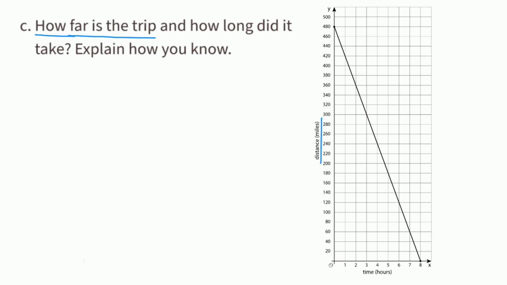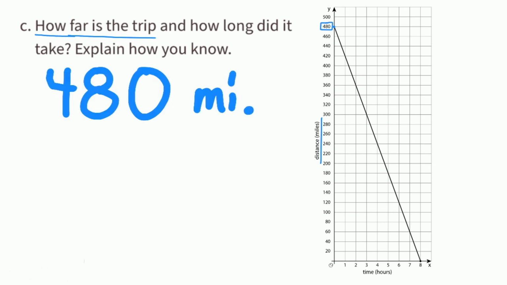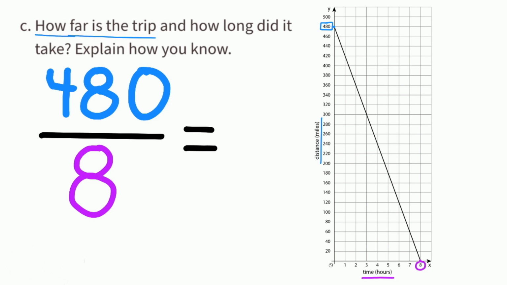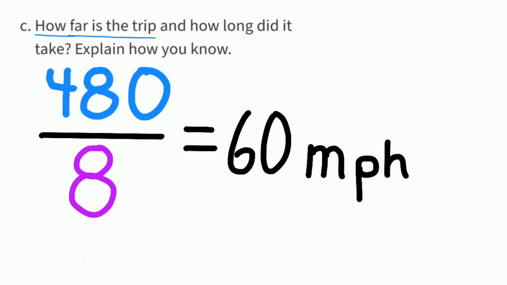C. How far is the trip and how long did it take? Explain how you know. We can look at distance in miles, or the y-axis, and see that the length of the trip is 480 miles. We can look at the x-axis, or the time in hours, and see that the trip took 8 hours. Let's double check our work. Remember they said that they were traveling at a constant rate of 60 miles an hour? Well, 480 divided by 8 equals 60 miles an hour.